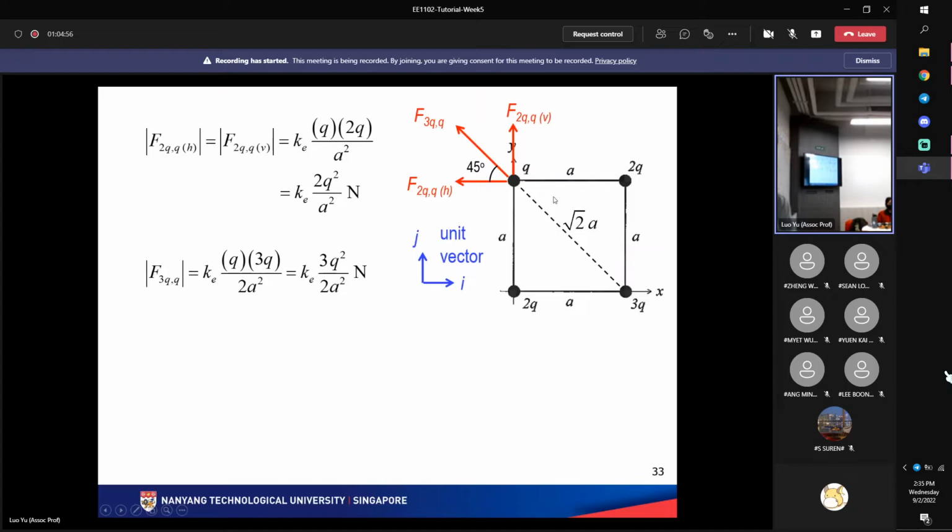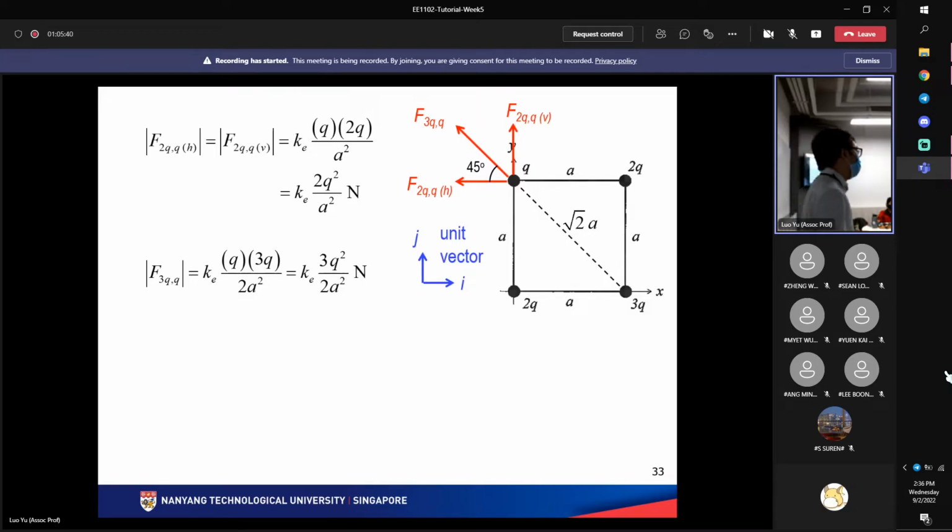Because of the repulsive forces, the force from this charge acts along the horizontal direction, in the minus x direction. The force from the bottom left charge is along the vertical direction, the positive y direction. The force from the bottom right charge acts in this way, at 45 degrees with respect to the horizontal. So we first get the directions, and then we apply Coulomb's formula.